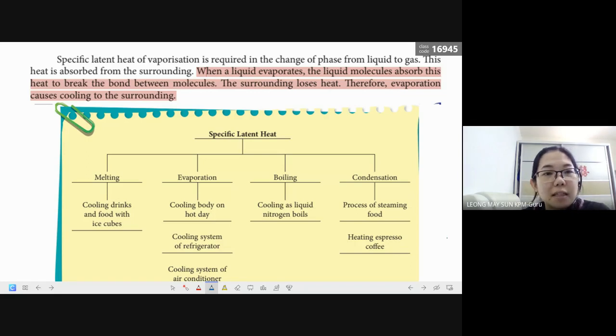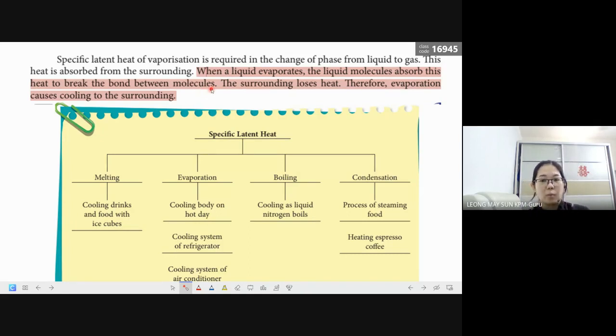Now, specific latent heat of vaporization is required to change the phase from liquid to gas. So this heat is absorbed from the surroundings. So when it's being absorbed, the surroundings will actually be cooler. So when a liquid evaporates, the liquid molecules will absorb the heat to break the bonds between the molecules. The surroundings lose heat, therefore evaporation causes cooling to the surroundings. So for the Form 4s who have the textbook, can you please highlight this sentence, and for the Form 5s, please write down this sentence.